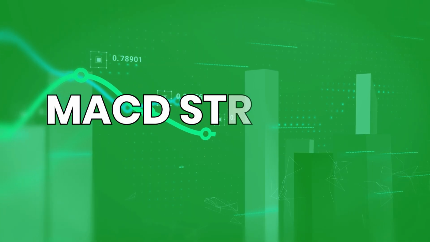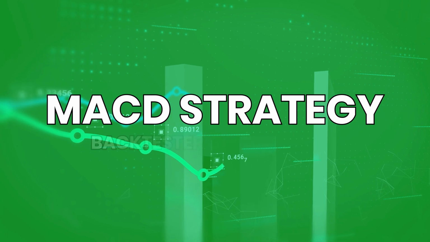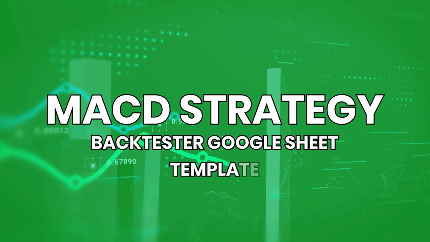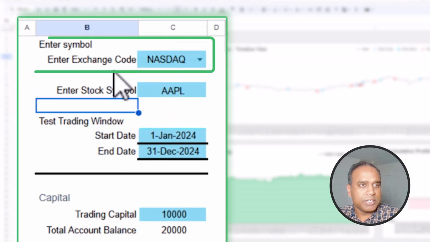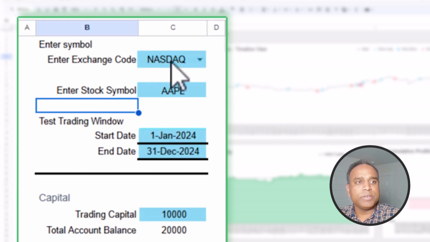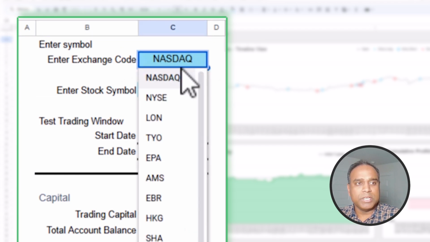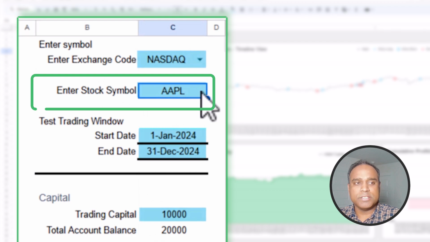In today's video, I'll be doing a demo of the MACD strategy backtesting template for Google Sheets. Let's take a look. Here is our template where I can enter a specific exchange from the list of values, and then I can choose a specific stock symbol.